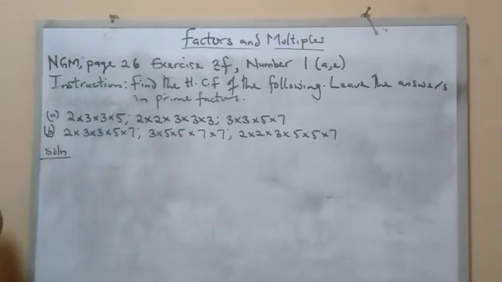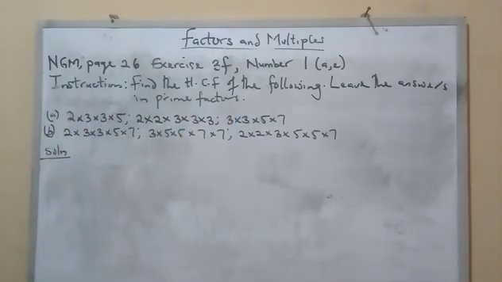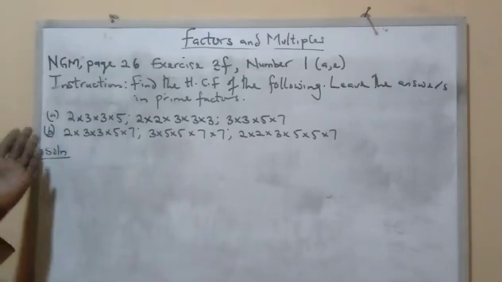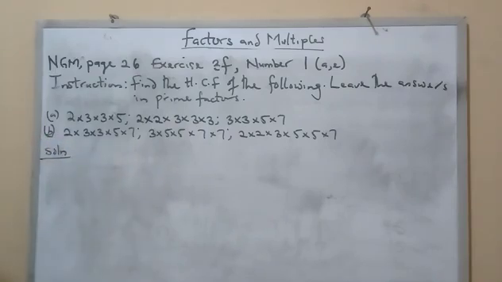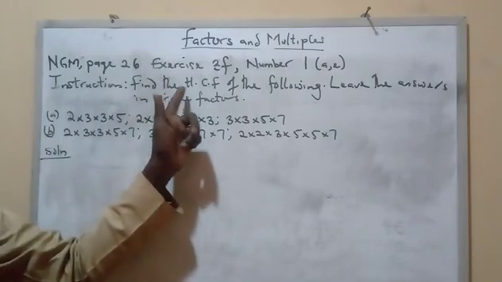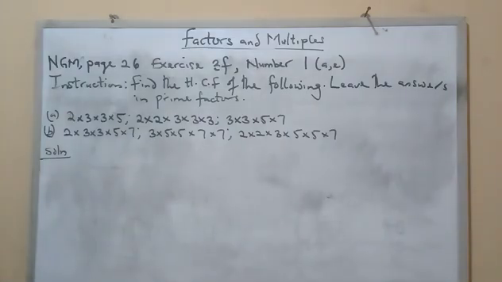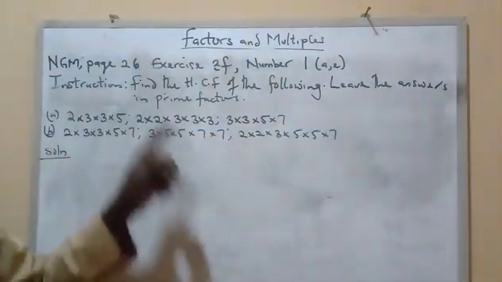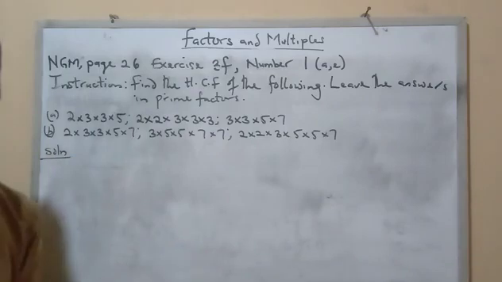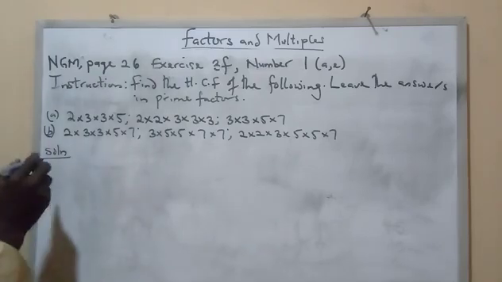We want to find the highest common factors existing in these prime factors. These are prime factor numbers. So the instruction says find the HCF of the following. Leave the answers in prime factors. We now understand what a prime factor is. Good.